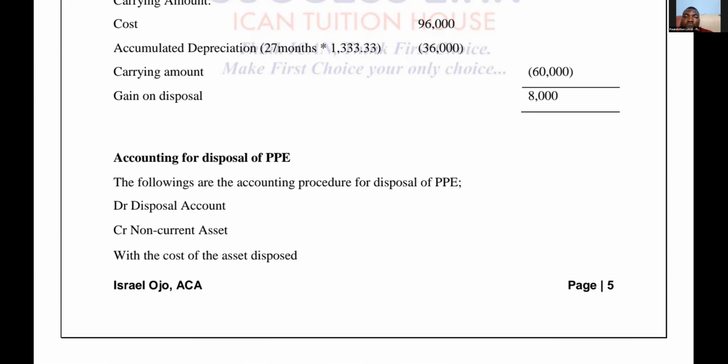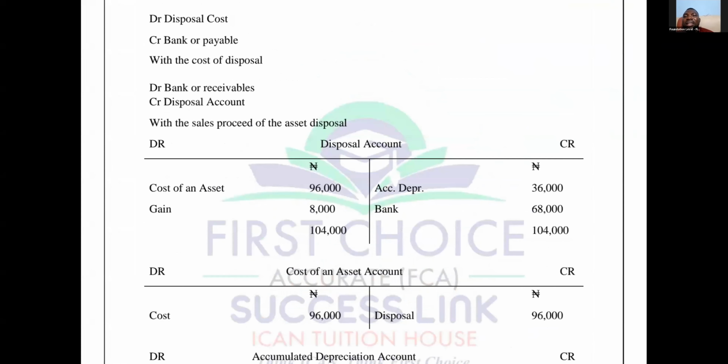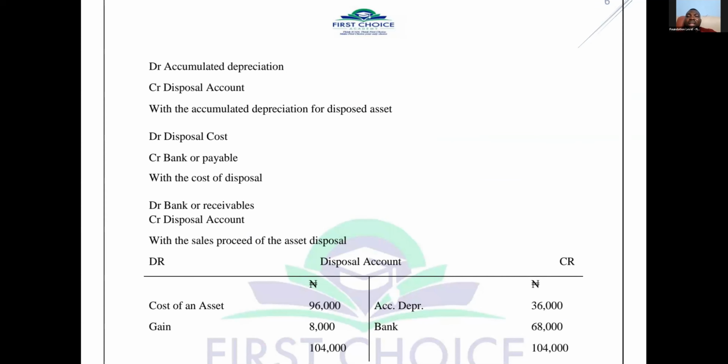So if you want to increase your accumulated depreciation, you credit it, right? You credit it and debit your depreciation account. But this time around, you want to reduce it. So what you do is you debit the accumulated depreciation account with the value related to it, and you credit the disposal account with the accumulated depreciation for the disposed asset.